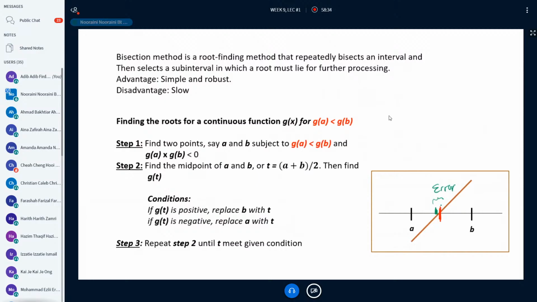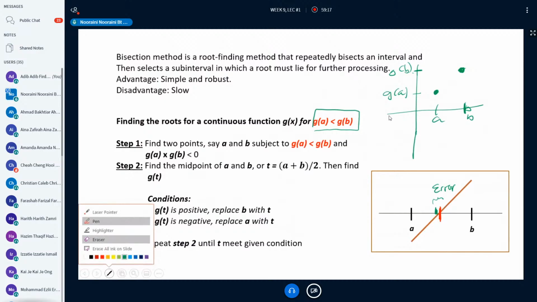Okay, error. So now we have the first case where G(A) is less than G(B). So this is your function. For example, you have point A, you have point B, and this is your G function. If your G(A) is here, and this is our G(B), the second point. If you get confused, you can use function F. So G(A) less than G(B), and here you see A less than B. So basically for this, we need to use negative, positive.